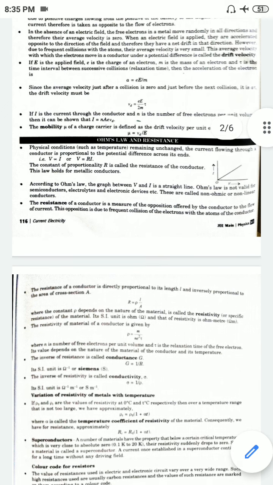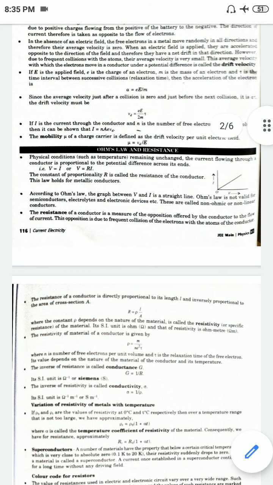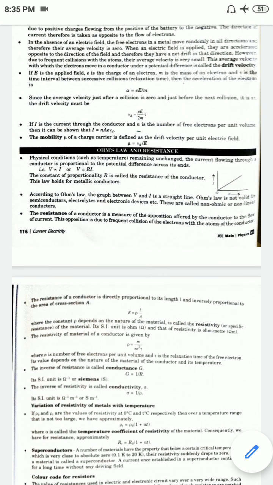Then the inverse of resistance is known as conductance. Conductance is what? Inverse or reciprocal of resistance, and its SI unit is per ohm or Siemens. Then the inverse of resistivity is known as conductivity. Therefore, σ = 1/ρ, and the SI unit for conductivity is per ohm per meter or Siemens per meter.